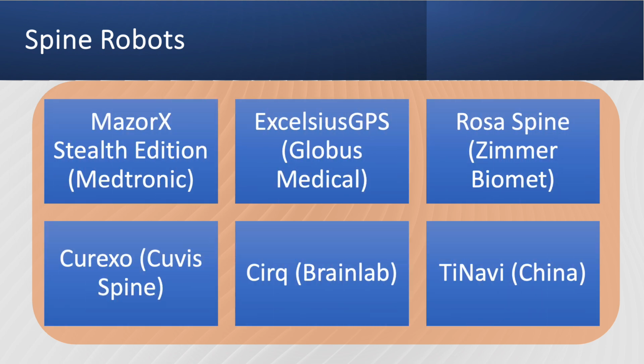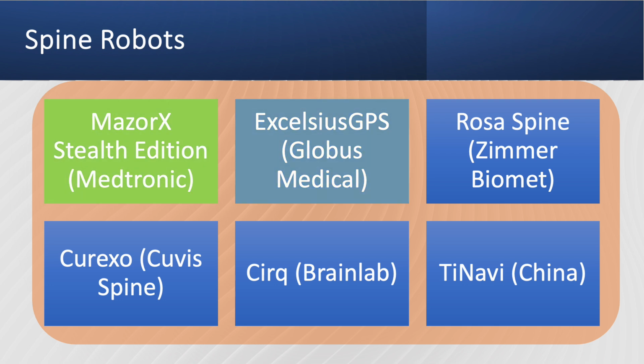There are approximately 6 spine robots currently available, as shown above. Among them, the Mazor X Stealth Edition by Medtronic and the Excelsius GPS by Globus Medical are the most widely used, with a combined installation base exceeding 1,000 units worldwide.